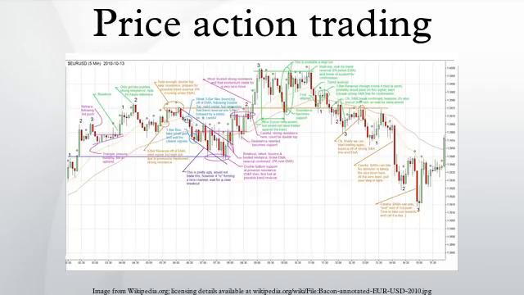OHLC bar or candlestick. Brief explanation of bar and candlestick terminology: open, first price of a bar; close, the last price of the bar; high, the highest price; low, the lowest price; body, the part of the candlestick between the open and the close; tail, the parts of the candlestick not between the open and the close.